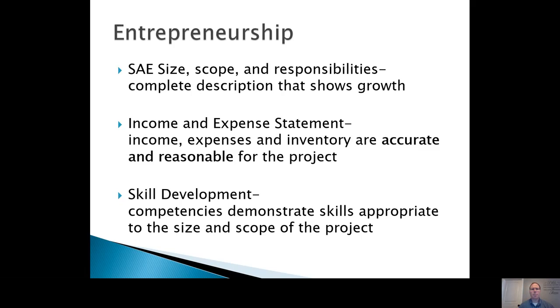If it was a swine project, I would be telling you things like, where am I buying my pigs from? What am I feeding them on?